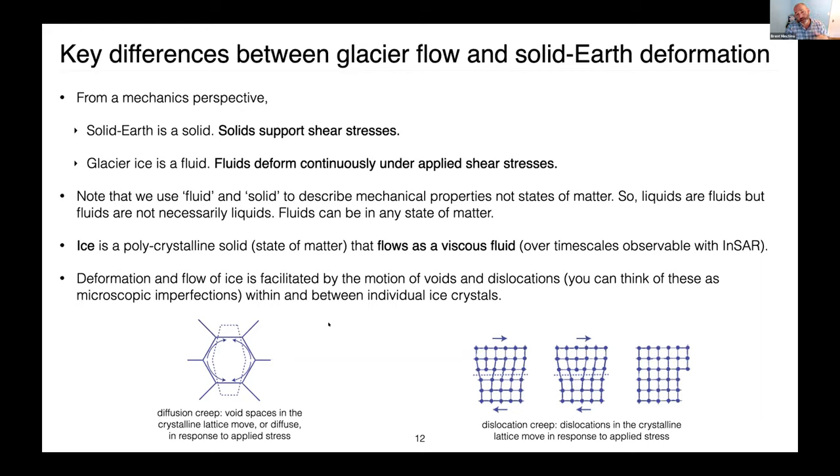Solids are defined as things that can support shear stresses for relatively long periods of time. Glacier ice is a fluid. Fluids are defined as materials that deform continuously under applied shear stresses. And just make a brief note here that we use fluid and solid here to describe the mechanical properties of materials and not the states of matter.